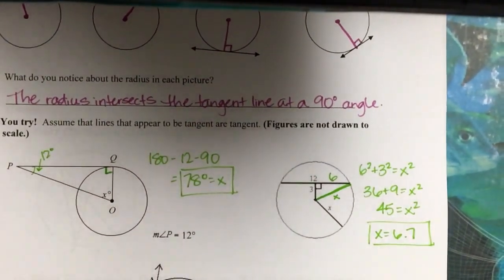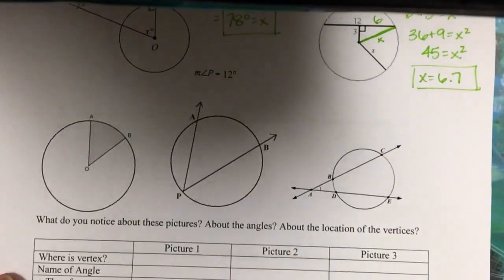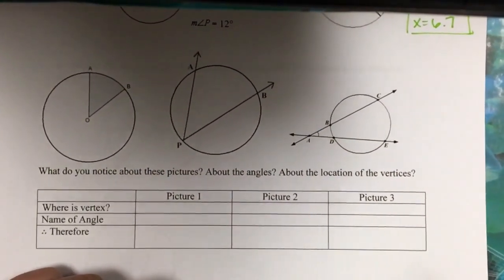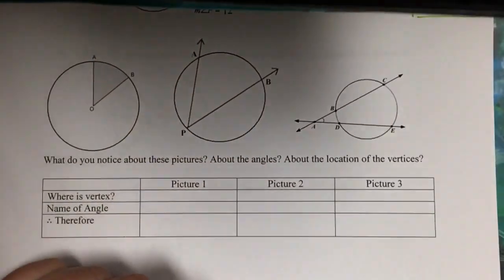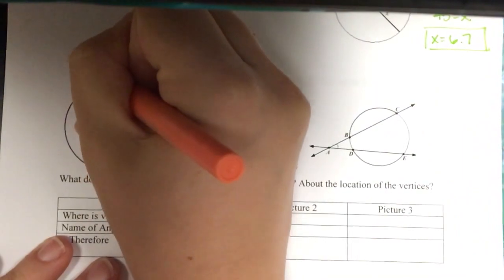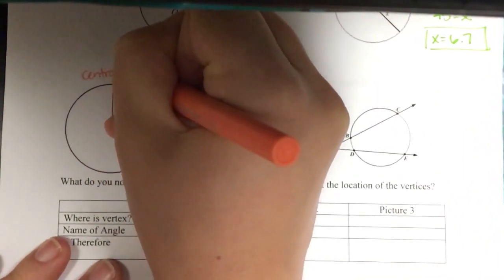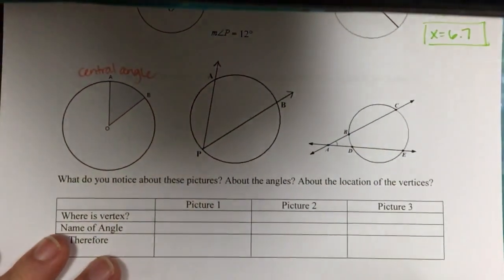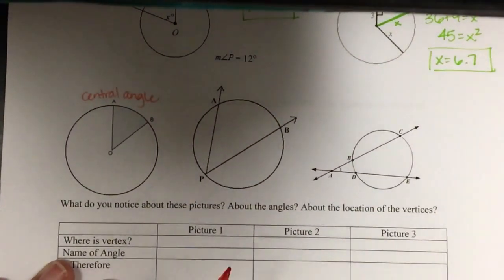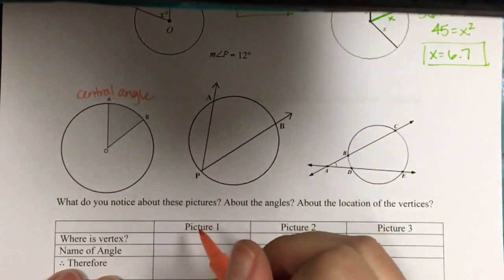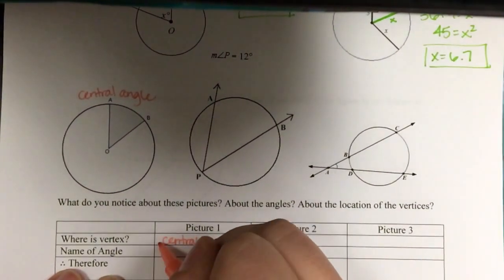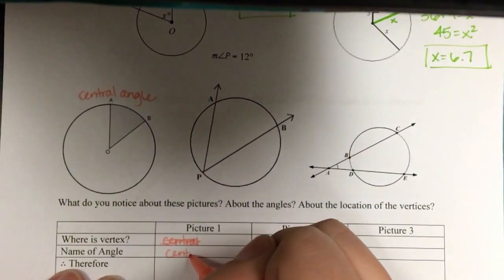Okay? All right. So we've got 3 different types of angles that can be in a circle. The first one we call a central angle. And the reason it's named that is probably pretty obvious. It's in the center of the circle, right? And so that's picture one. Picture one is a central angle. Oops, I should be writing that here. Central angle.